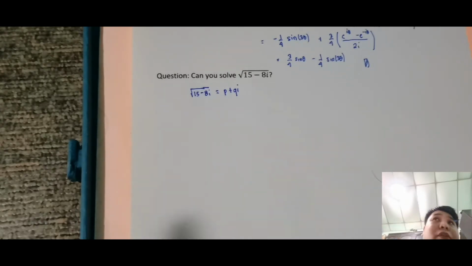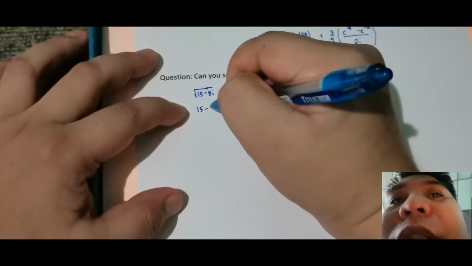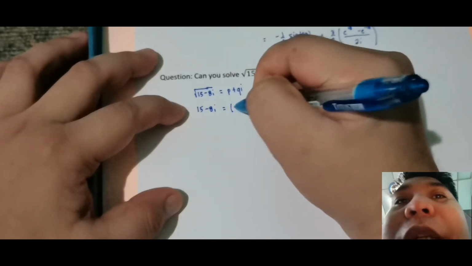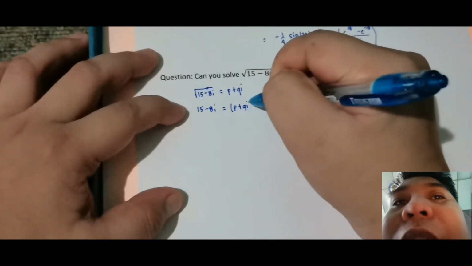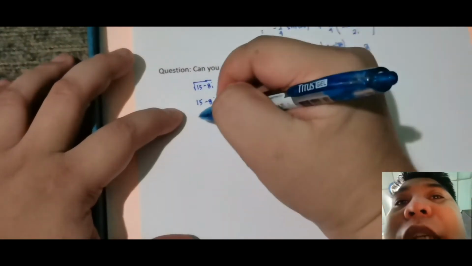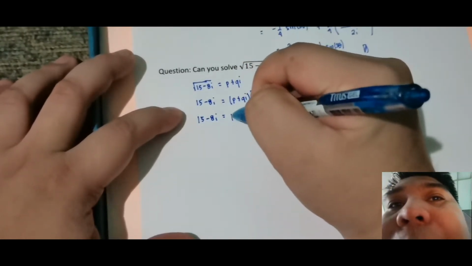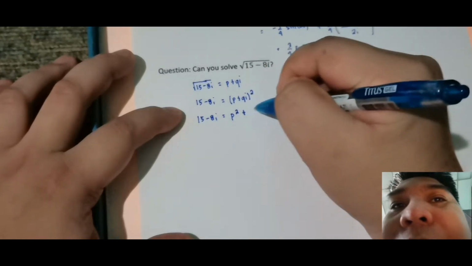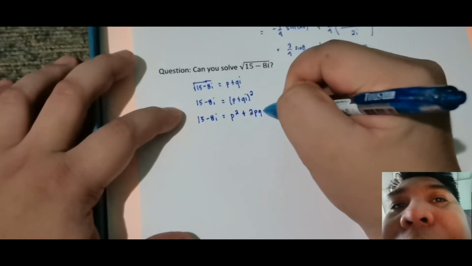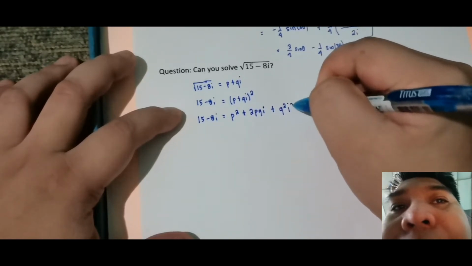Okay? Ngayon, mula dyan, pwede ko siyang i-square both sides. Pag ni-square ko both sides, this is equivalent sa 15 minus 8i, which is equal sa P plus Qi raised sa 2. Okay, then expand ko yung right side. This is 15 minus 8i, which is equal sa P squared plus 2PQi, tama? Then plus Q squared i squared.